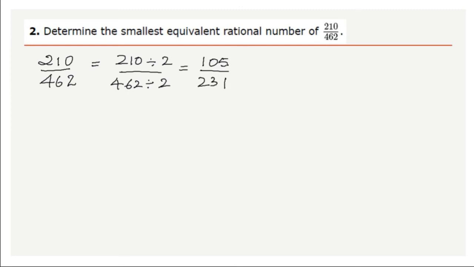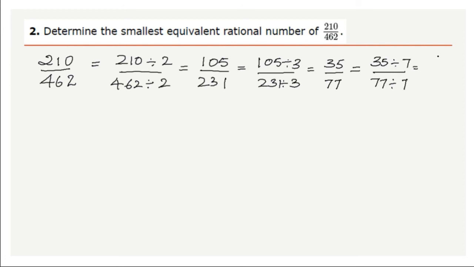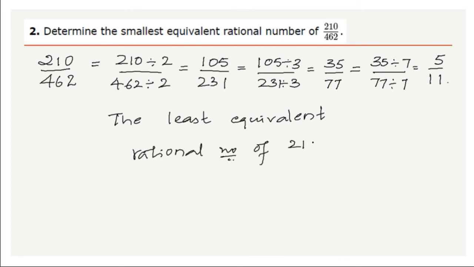The sum of the digits here is 6 in the numerator and 6 in the denominator. Both these are divisible by 3. So let me divide by 3. I get 35 upon 77. And it's very clear that both these numbers are divisible by 7. On dividing by 7, I get 5 upon 11. And further, I cannot divide and simplify further. Therefore, the least equivalent rational number of 210 upon 462 is 5 by 11.